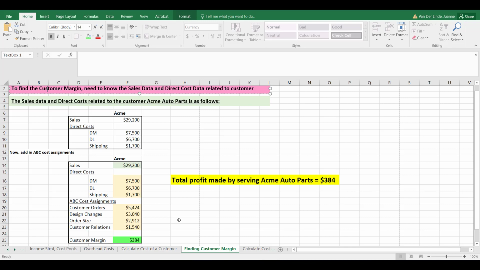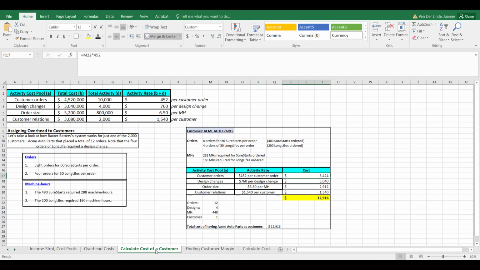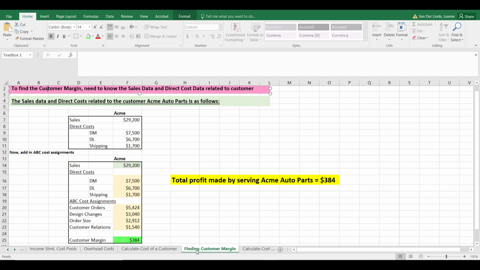So this video looked at not only how to find the total cost of a customer, but how to extend that to find the total customer margin of a given customer. So I'm going to stop here, continue watching to see how to do that very same thing, but with relation to products.